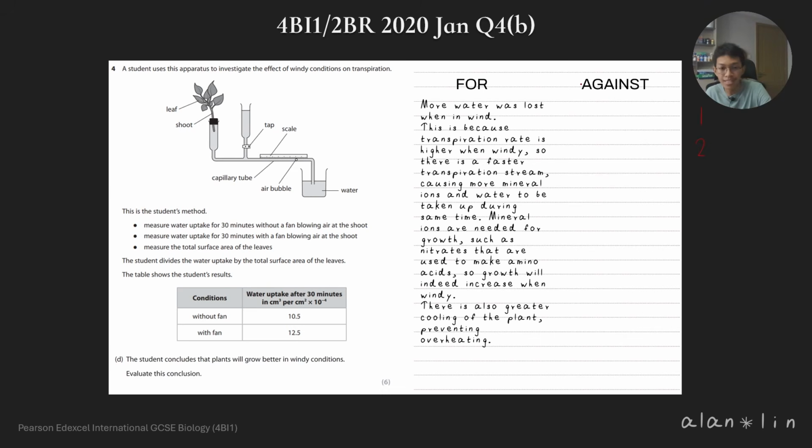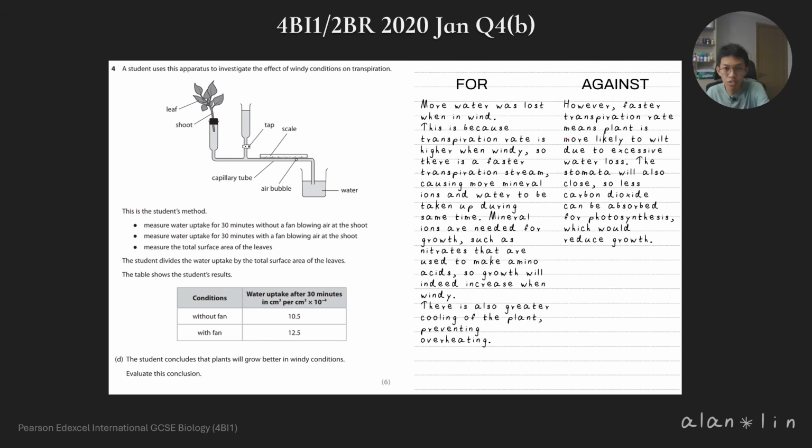Okay, but what about against the conclusion? Can we go against the conclusion and use our biological knowledge to explain it? And the answer is yes. Because if we have too fast of a transpiration rate, the plant is going to wilt because you have too much water loss. And water loss also means that the guard cells will become flaccid and that will close the stomata, so less CO2 is absorbed. That will decrease the photosynthesis rate, and that will in fact reduce the growth. So the conclusion is kind of wrong. All right, and that's step 1 and step 2 ticked off.